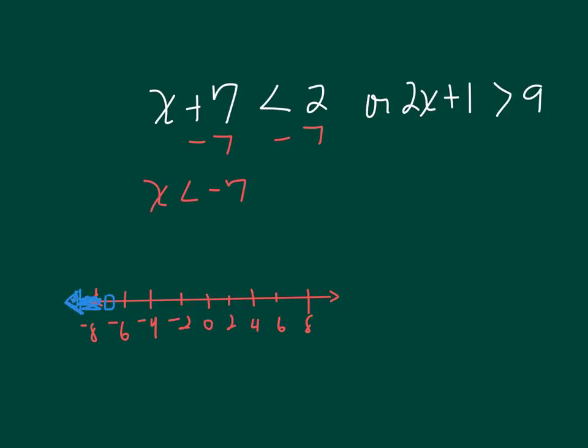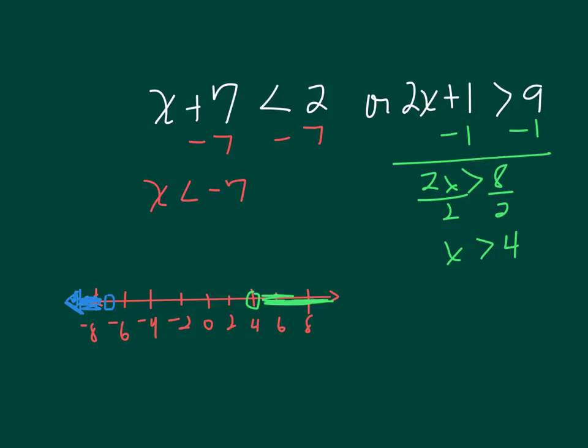Now I'm going to go ahead and solve for the other inequality. So I'm subtracting 1 on both sides, and I get that 2x is greater than 8. I divide by 2, and x is greater than 4. Also not included, so open circle. And then it's greater than 4. So it's all these numbers over here. See? They don't join, they don't touch. So it's either greater than 4 or it's less than negative 7. That's what the compound or inequality looks like.